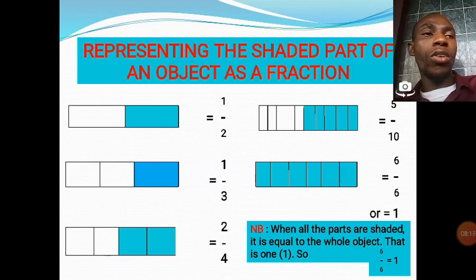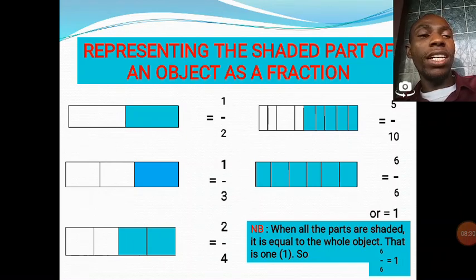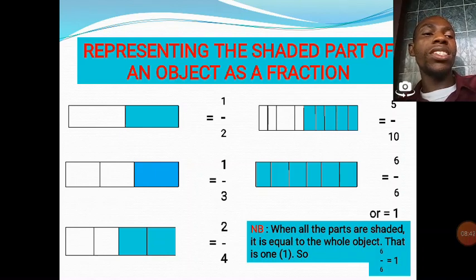Again, when all the parts of an object are shaded, we can write it as 1, or that total number out of the number of parts it has been divided into, and then we write it as a whole or 1 because all have been shaded, and so it is equal to 1. So therefore this makes the answer 6 out of 6 or 1.